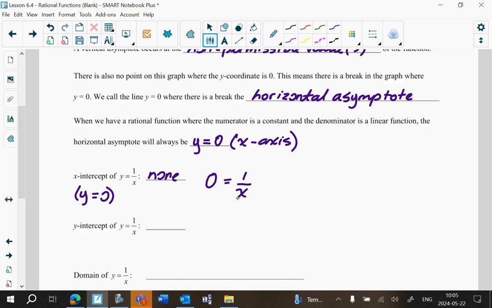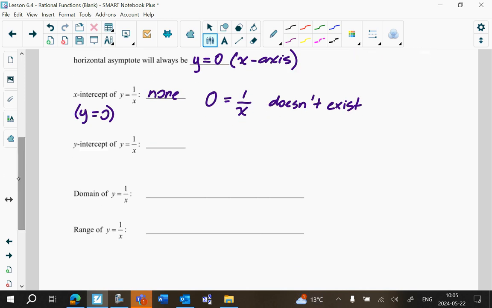Looking at your graph, what's the y-intercept? Again, none. And how could we do that algebraically? Well, plug in x equals 0. So the y-intercept is going to be 1 divided by 0, but that's undefined. It also doesn't exist. Right, none.